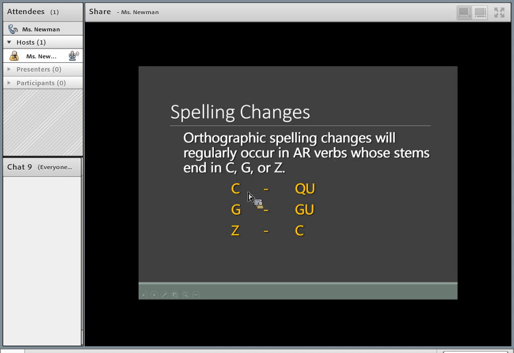So this will happen with verbs that have, towards the end, a C, a G, and a Z in AR verbs. The reason for that is because if you put a C or a G next to an I or an E, once you change that ending, it becomes a soft C or G, like cielo or general. So even though it looks confusing, the QU keeps the same sound as a hard C, k, k. The GU keeps the same sound as a hard G, g, g. And the Z becomes a C.